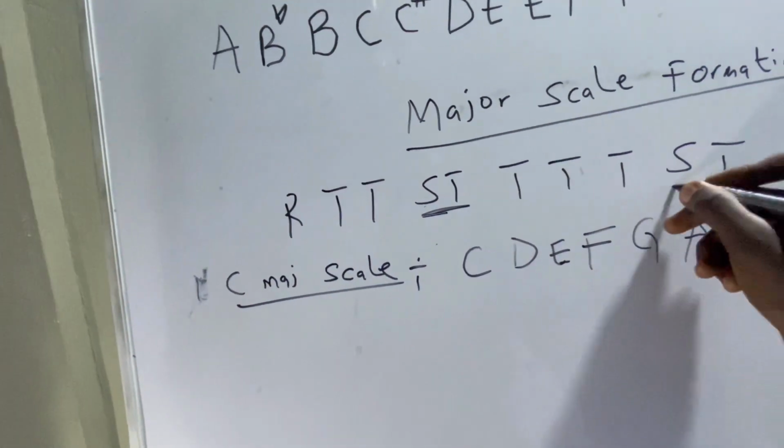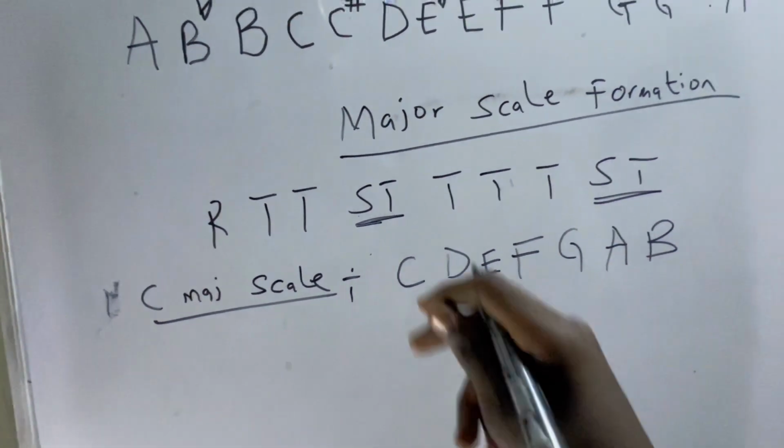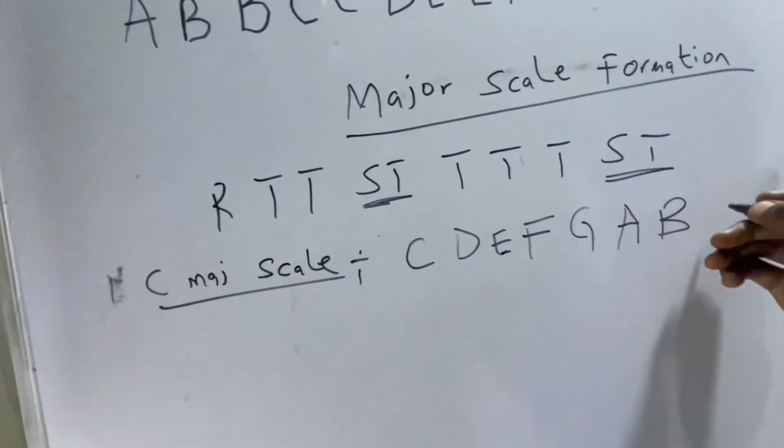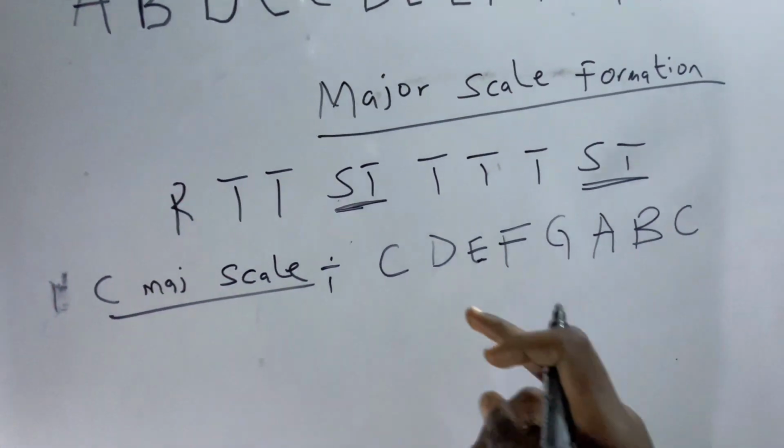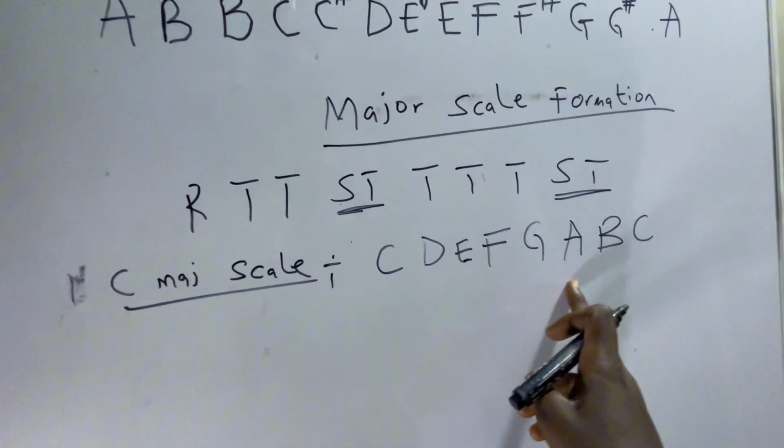And the next one is semitone. The last one is semitone. So from B, the semitone is C. So we've come back to the C. So we've gotten this major scale.